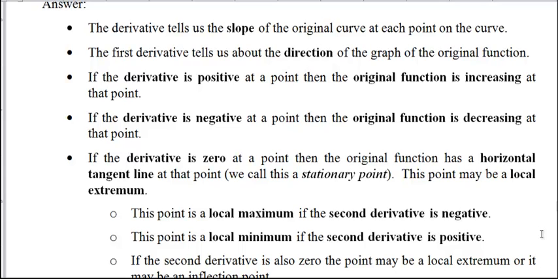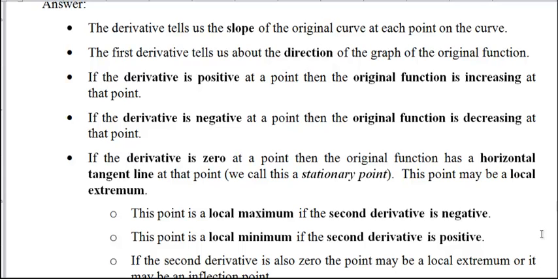If the first derivative is 0 at a point, then the original function has a horizontal tangent line at that point. We call that a stationary point. Now, there are a couple of possibilities. The thing you want to think of is this could be a local extremum. But we can actually look at the second derivative to tell us that. I'll explain this a little bit more in a minute.